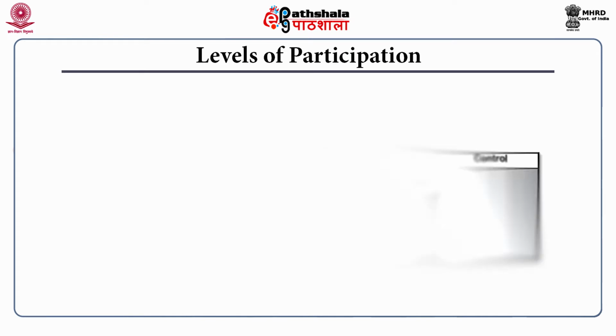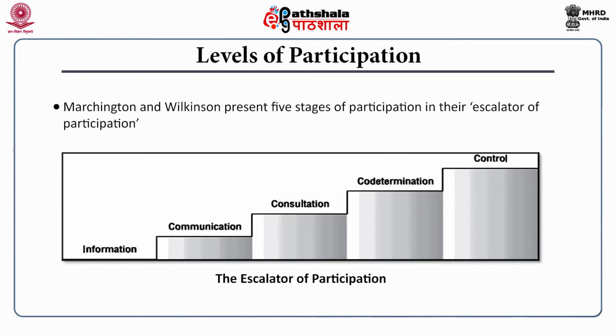Levels of participation. Marchington and Wilkinson present 5 stages of participation in their escalator of participation concept. From the first level, the participation is only at the level of sharing of information. Then comes the level of communication, then consultation, then co-determination, where both the parties of employers and employees sit together and take decisions, and then the last is control.